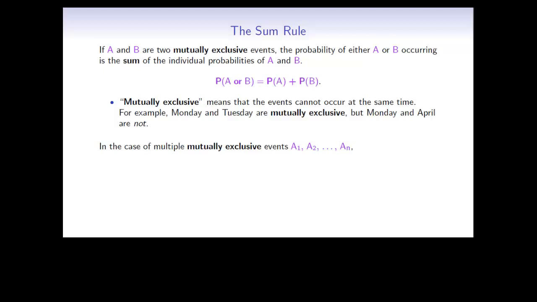The sum rule can also be applied if you have several events as long as they are all mutually exclusive. In that case, just add each of the different mutually exclusive events to get the total probability of one of them occurring.